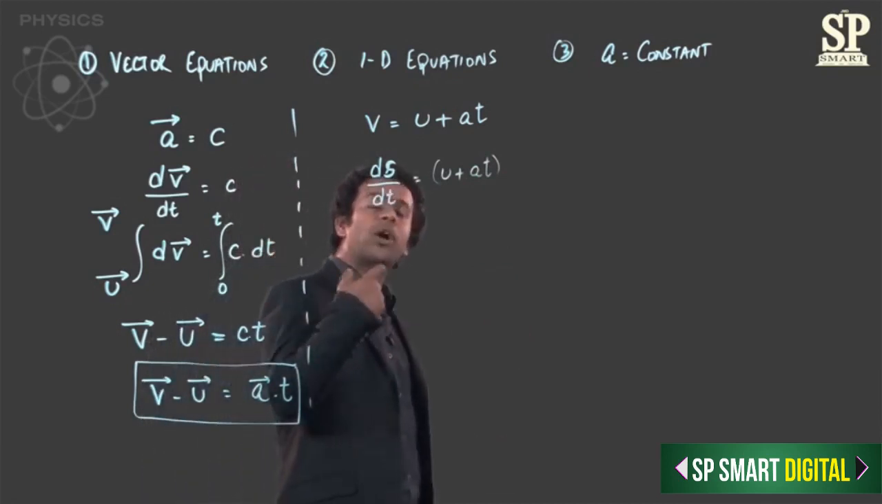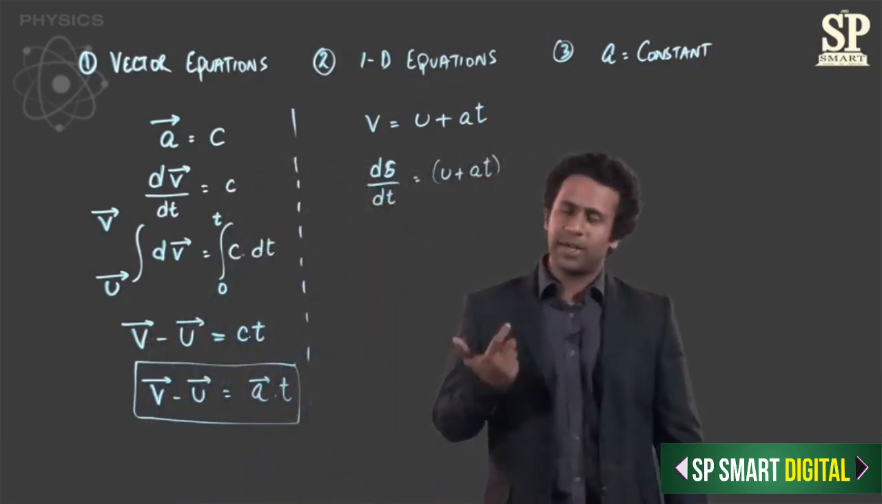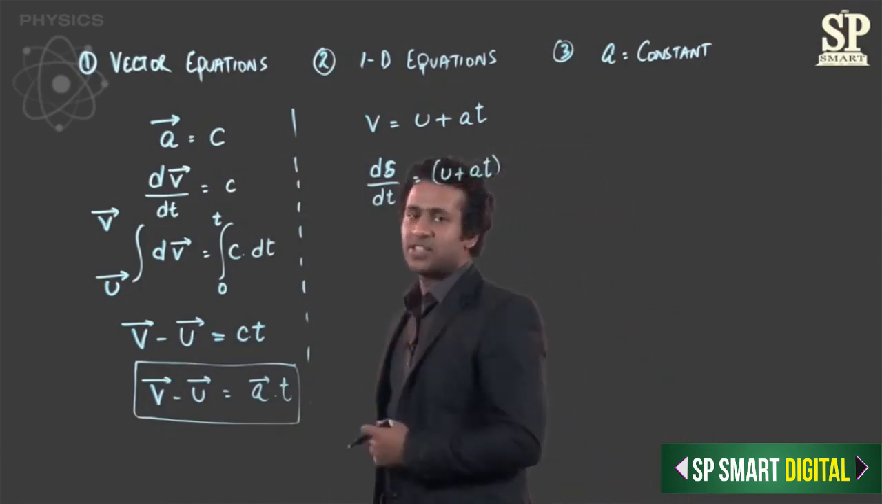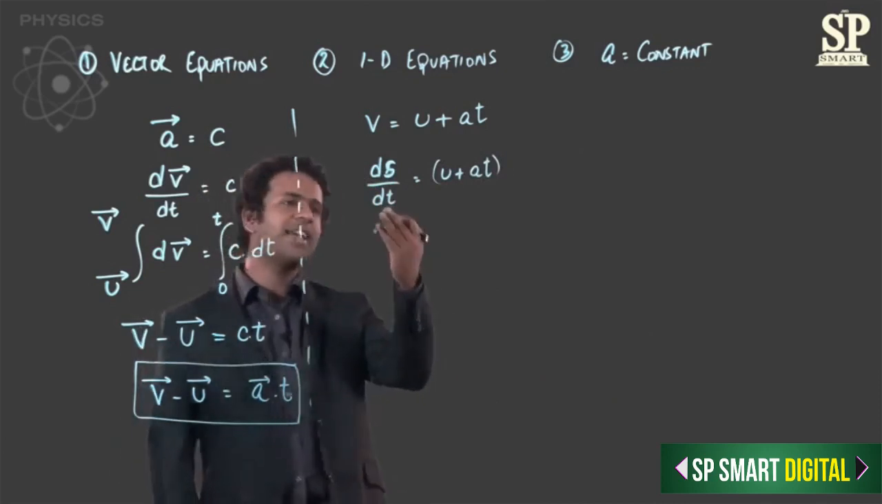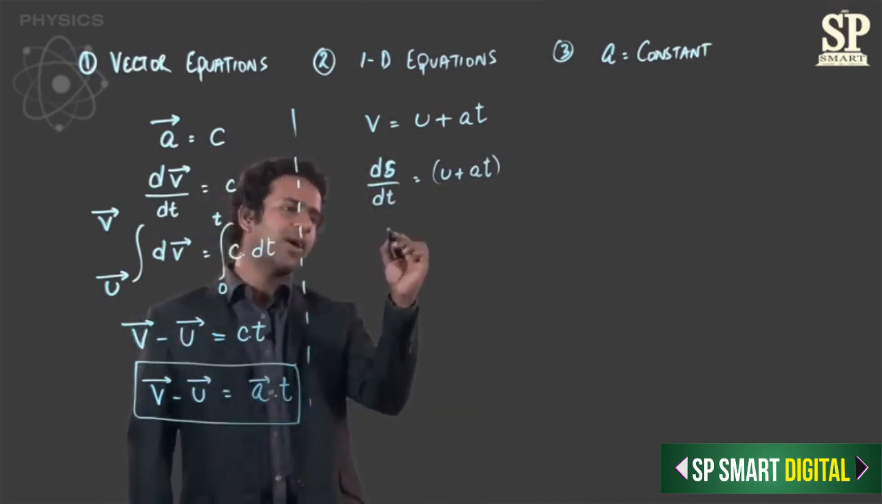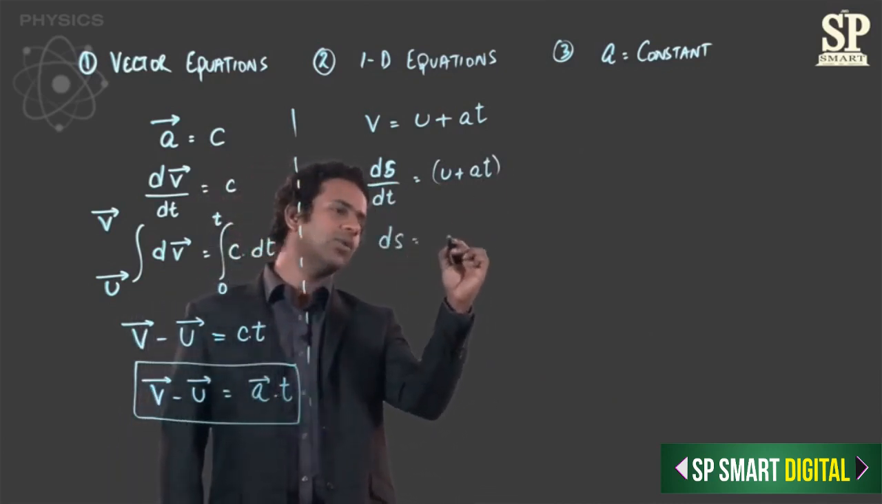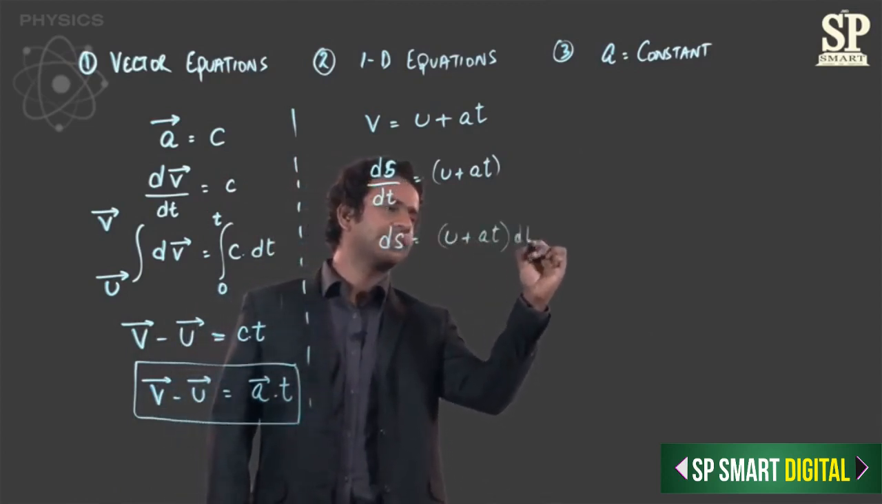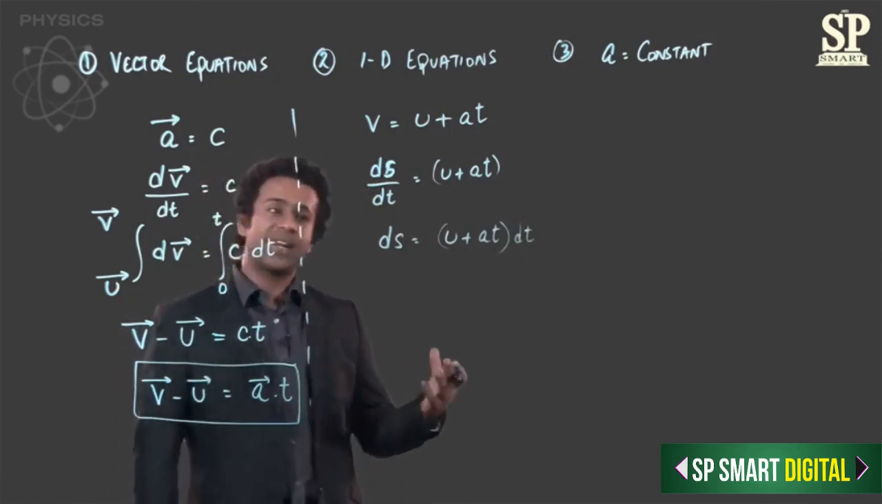Now once again, I'm not putting a vector sign on s, but remember, this is displacement and not distance, and hence this is a vector quantity. So once again, take dt to the right hand side. You have ds is equal to u plus at dt. Once again, we can integrate both sides.